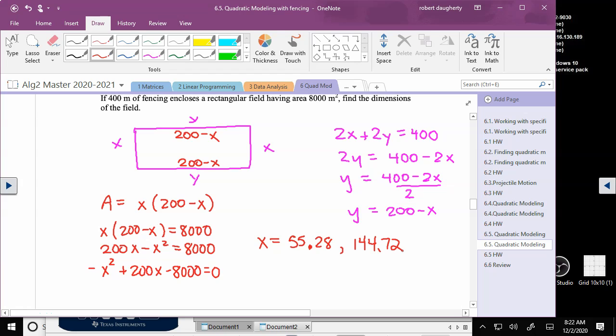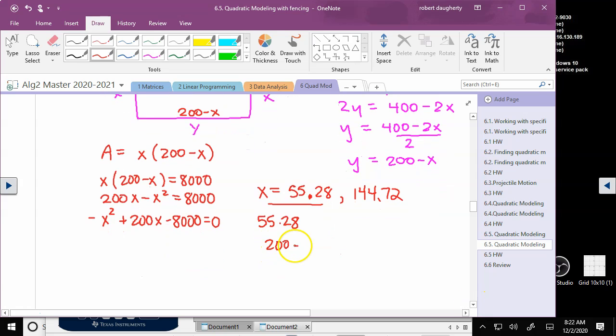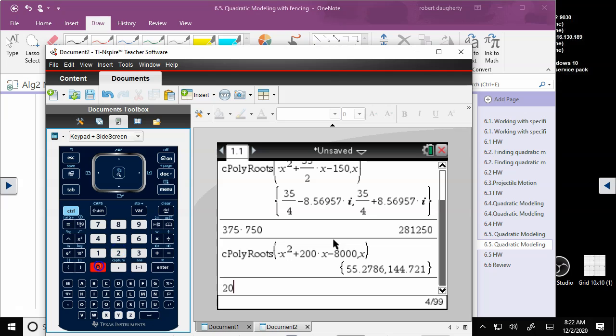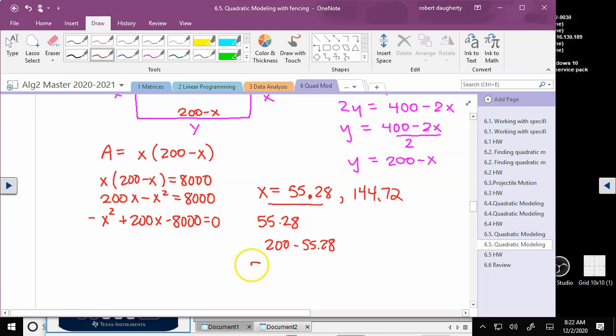And now I just have to make sure that both of these make sense, okay? So if X is equal to 55.28, so let's take the first case. That means this field would be 55.28. And then what is your Y value? Your Y value is going to be 200 minus that. So 200 minus 55.28, 144.72. So it's 55.28 by 144.72.